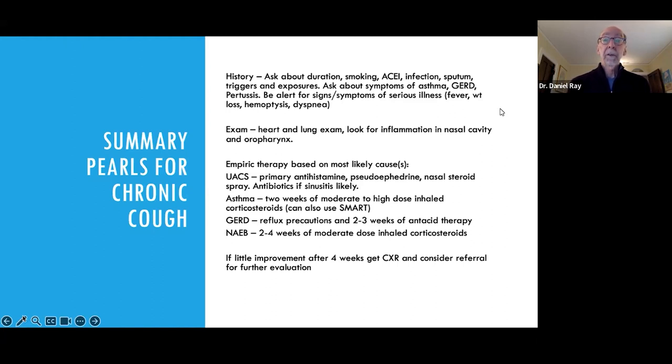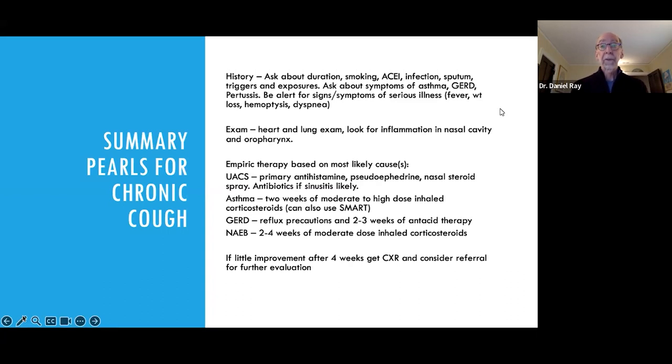If you think that this is a reflux-related cough, that they have lots of GERD symptoms, you can put them on a couple weeks of antacid therapy and reflux precautions to see if it improves. And then if they have allergies, but they don't wheeze and they have normal spirometry, and you think that they might have this non-asthmatic eosinophilic bronchitis, again, we treat that with several weeks of inhaled corticosteroid. So if there's no improvement after 4 weeks, we get a chest x-ray and then consider referral for further evaluation.